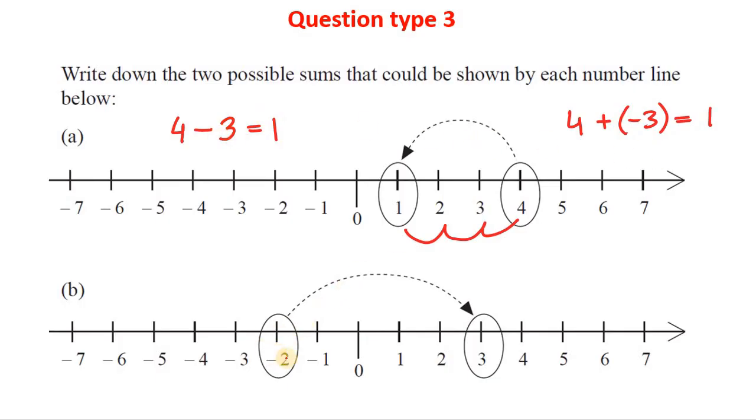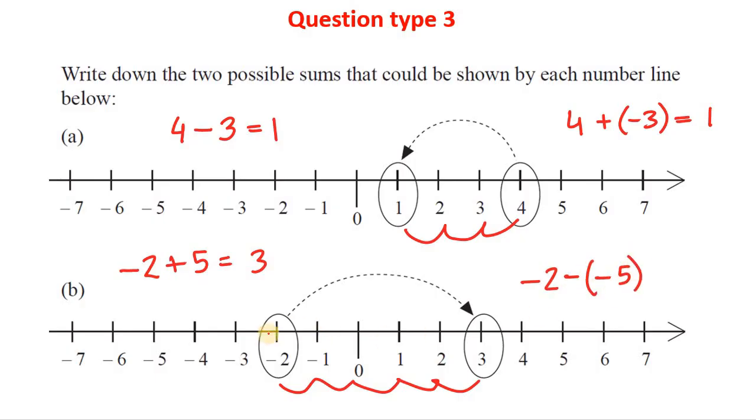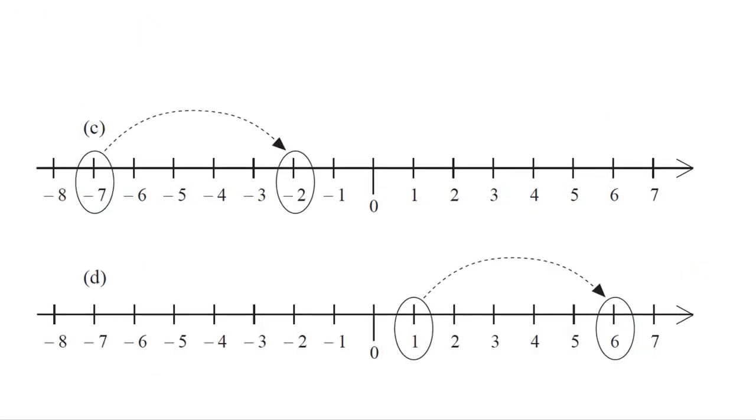Next, this question. Start with minus 2. Next, the movement is how many steps? 1, 2, 3, 4, 5. 5 steps. So minus 2 plus 5 is equal to 3. This is one of the possibilities. What's the next possibility? Minus 2 minus minus 5. If I subtract a negative quantity, then again I have to move to the right, and so the answer will be again 3. That's the second possibility.